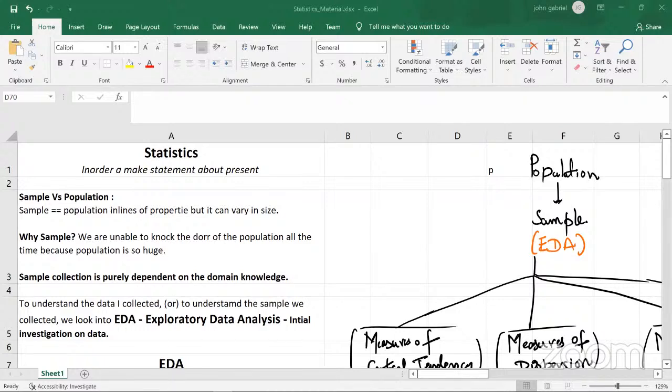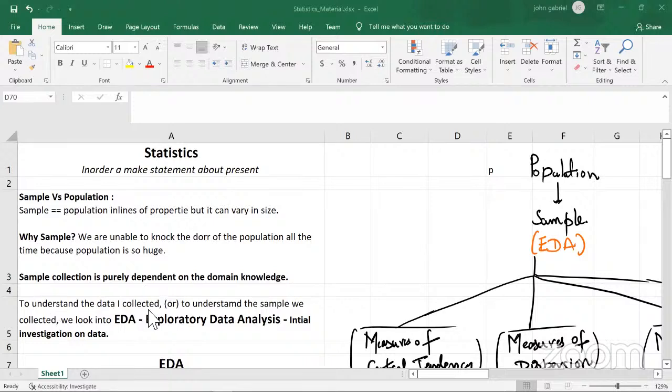Fine then. So now let's get into the details. All right, Narayan. So see this. Now we understood the purpose of statistics. Sample versus population we understood. The need of sample we understood, and for sample collection we need to have proper domain knowledge. We learned it. Now let's say we got some particular data.